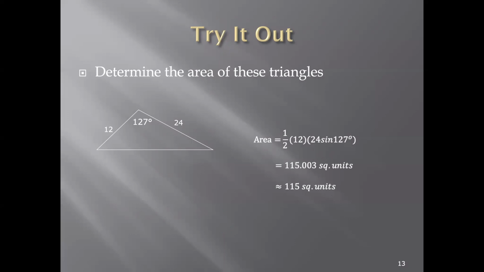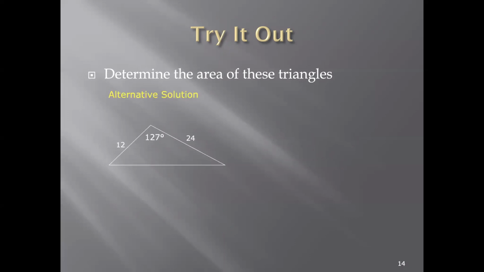So we can easily find the area of the given triangle if we already know two sides and an included angle. Now let us have an alternative solution, which is a step-by-step solution for this one, or a different solution, which is longer. Using the same given, we'll have side 12, side 24, and then angle 127. Remember that the area can be solved by getting the height and the base. So we need to identify the height and the base.